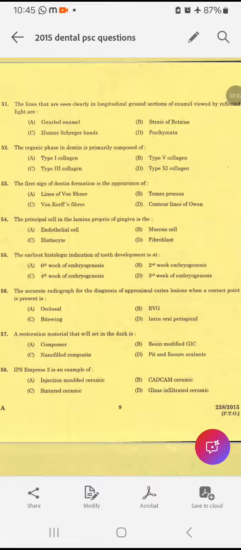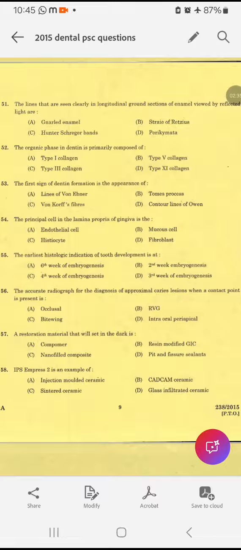Question number 55. The earliest histological indication of tooth development is at the 6th week of embryogenesis, or 2nd week of embryogenesis, or 4th week of embryogenesis, or 3rd week of embryogenesis. The earliest histological indication of the tooth development is at the 2nd week of embryogenesis. Okay, so how do you see histologically? At the 2nd week of embryogenesis, you can histologically see the tooth development under the microscope.